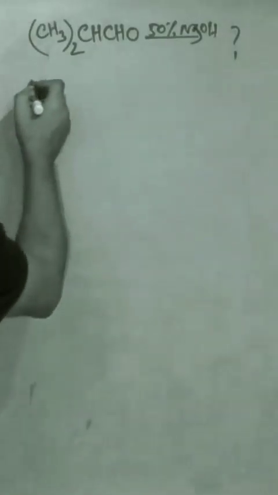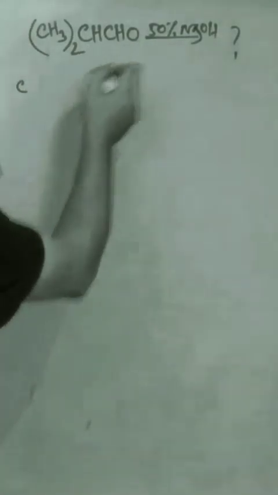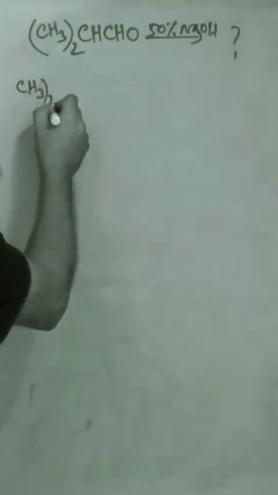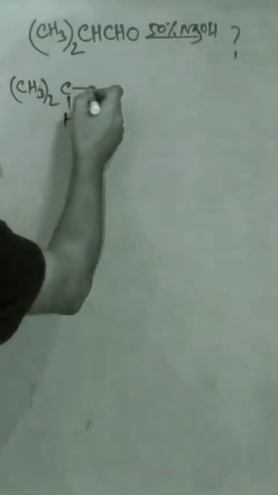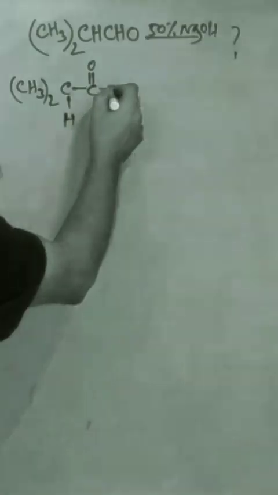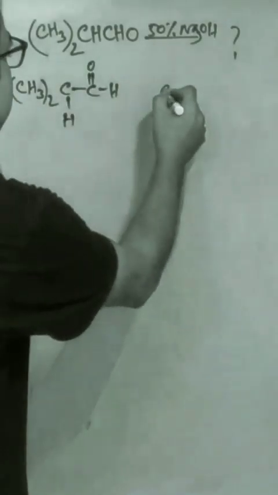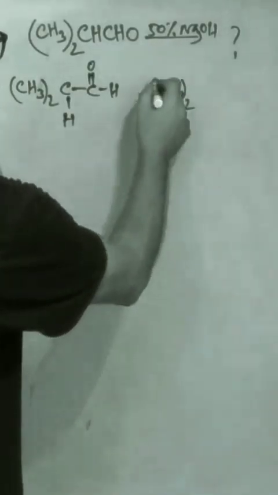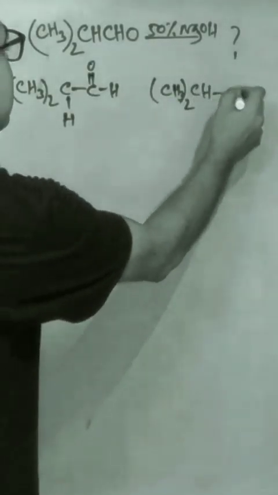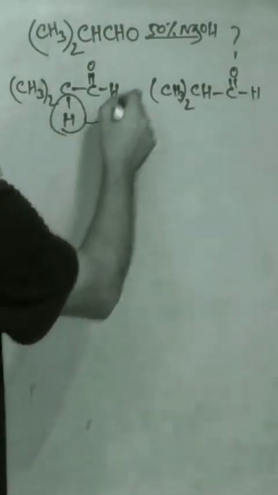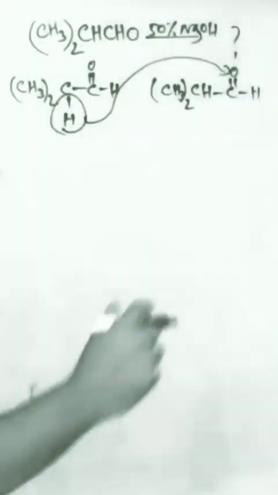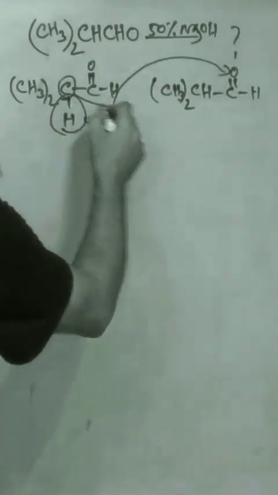So the easy trick is (CH3)2CHCHO: (CH3)2 then C, this one is the alpha hydrogen, then CHO, that means C double bond OH, and the same molecule is written again here, (CH3)2CH, then C double bond O, then H. So, same trick, the alpha hydrogen will go to the oxygen of the carbonyl group, and this alpha carbon will make a bond with the carbonyl carbon.